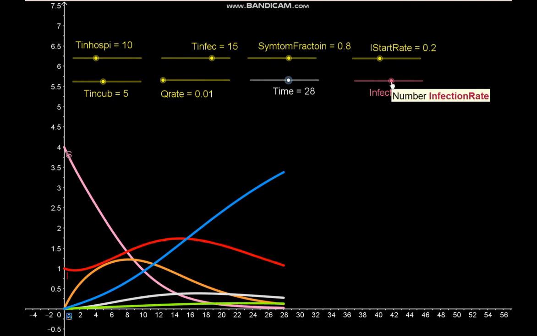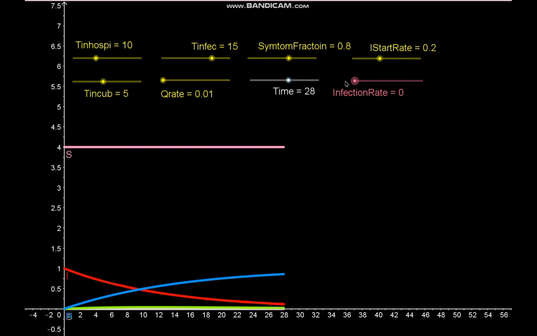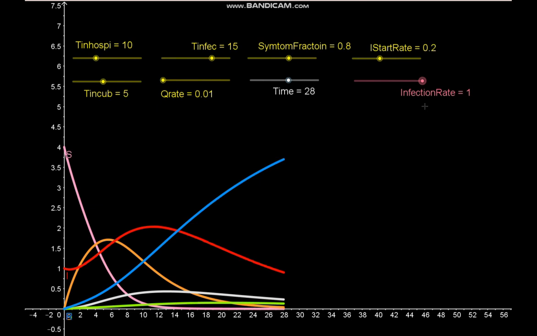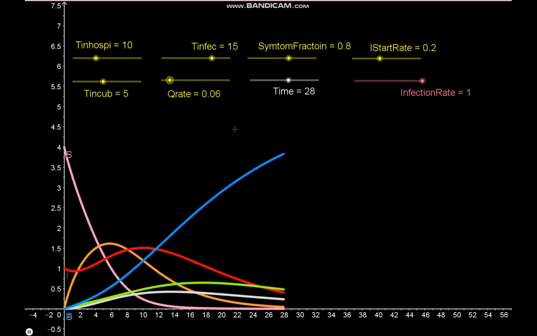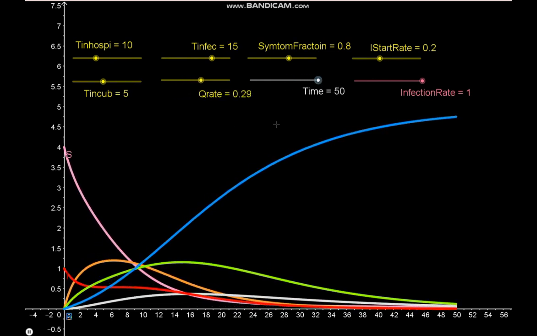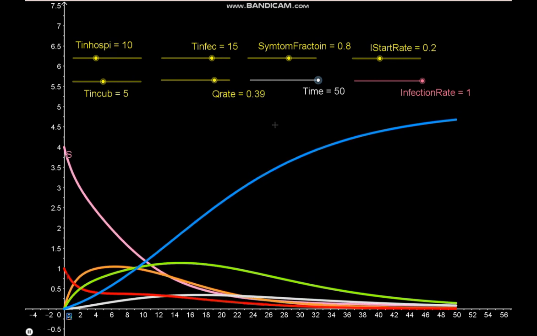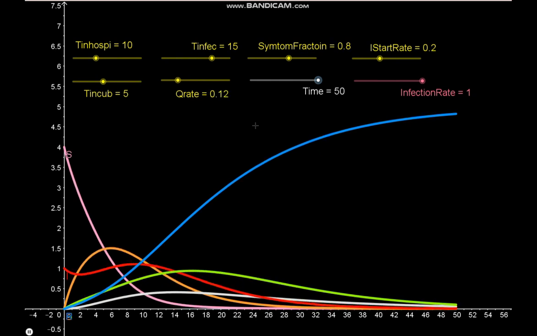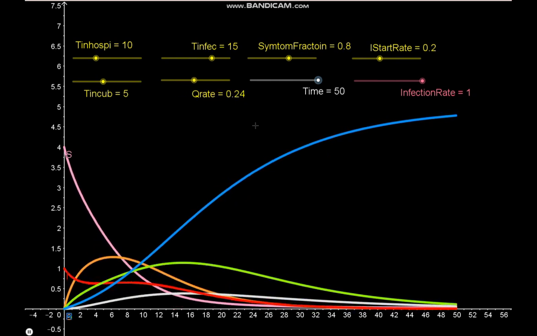For the sanity check, let's start this animation. For the sanity check, let's make this value extremely low, to 0 and to 1. To me, it seems alright. And let's see how effective the quarantine policy is. It's better to go with this. We can see that the higher quarantine rate successfully flattens the red curve.